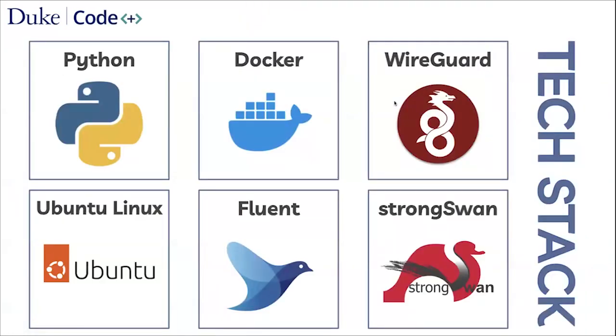So this is our tech stack, which is the majority of the software that we use to create our honeypot. Our honeypot was written completely in Python. We used Docker to create a separate application environment to run our honeypot in. We used WireGuard and StrongSwan to test our honeypot's connectivity. Ubuntu Linux to run a virtual machine on which we ran our honeypot, since we did have a few problems running our honeypot on our native OS, which we'll talk about later on, and then Fluent to transfer the data from the honeypot to the external Stinger servers.